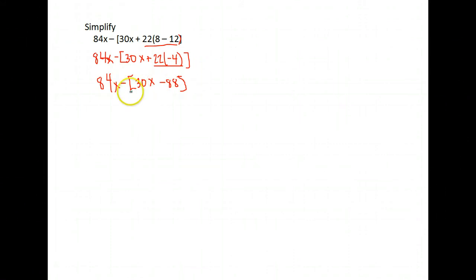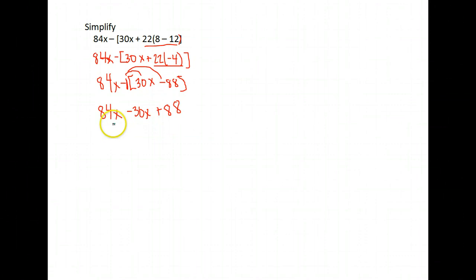But we do want to remove these brackets. Again, the negative here indicates a negative 1. So we just go ahead and distribute that. So we have our 84x out front. Negative 1 times 30 is a negative 30x. Negative 1 times negative 88 is a positive 88.